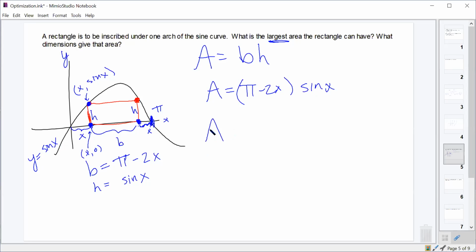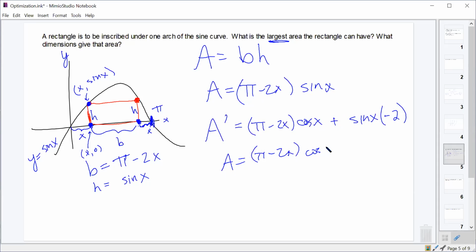Take the derivative. Perfect. So A prime ought to be pi minus 2x, u, times the derivative of v, so cosine x, and then plus the sine x times the derivative of pi minus 2x, which is negative 2. Or A prime is, we'll say, pi minus 2x times cosine x minus 2 sine x. Oops, sorry, A prime is.